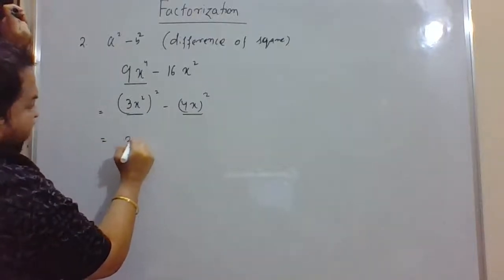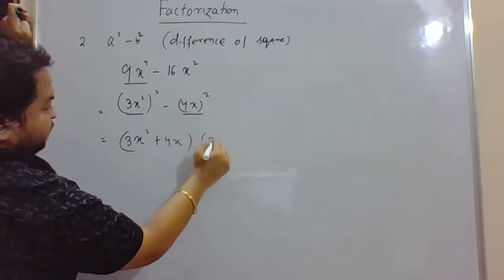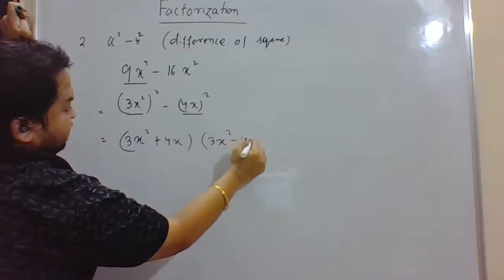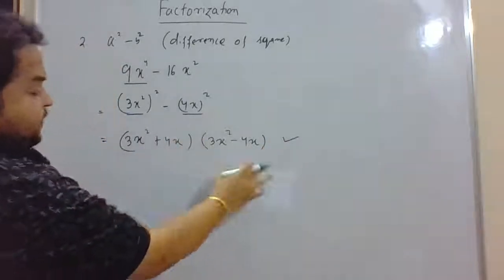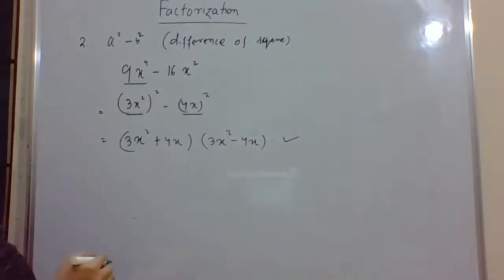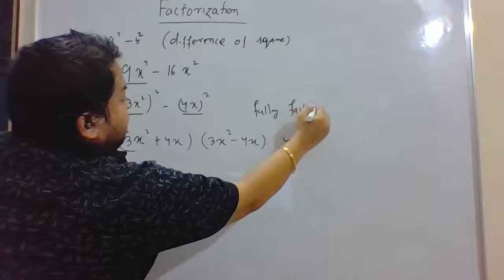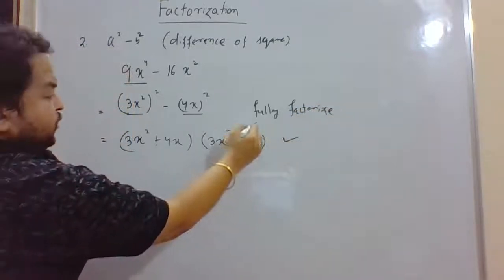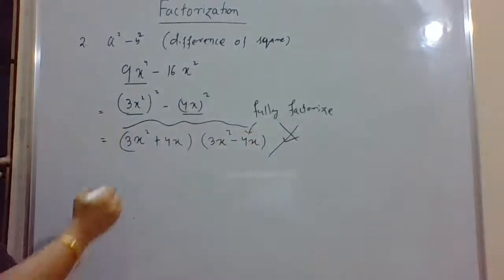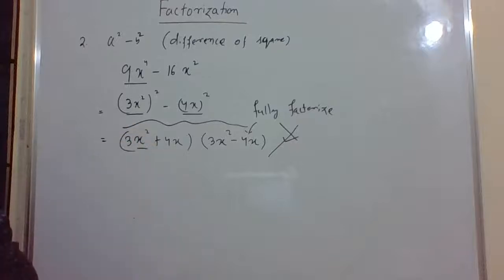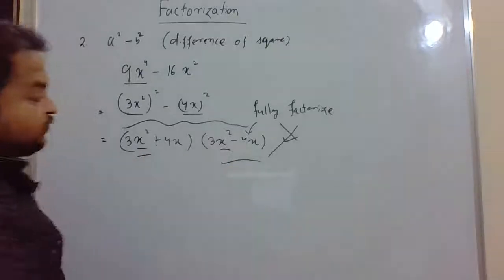So I can write 3x squared plus 4x into 3x squared minus 4x. Mathematically, whatever he has done is correct. It's not that it is wrong, but our aim is to fully factorize the expression. Now, is this expression fully factorized? The answer is no. Why? Because here the highest power of x is 2, and here the highest power of x is 2. So obviously these terms need further factorization.